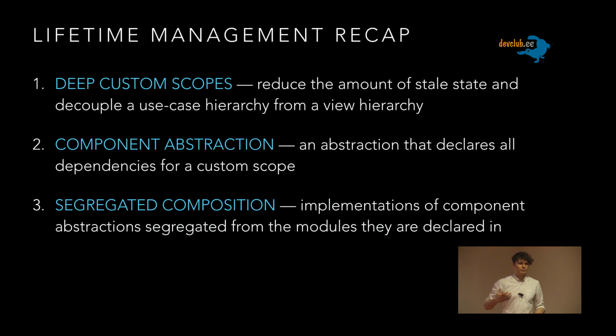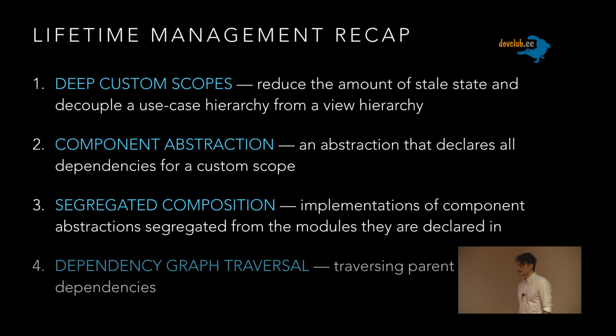Hopefully you don't have pipes and wirings running through your flat. You don't want to know about them. You just want water and electricity. Same kind of principle is here. Component abstraction, your faucet, your power outlet, the segregated place in the segregated composition where your implementations live. These are the wirings. And we learned that the dependency graph traversal is tremendously useful for acquiring dependencies from our parent scopes. So this would be it from my side.